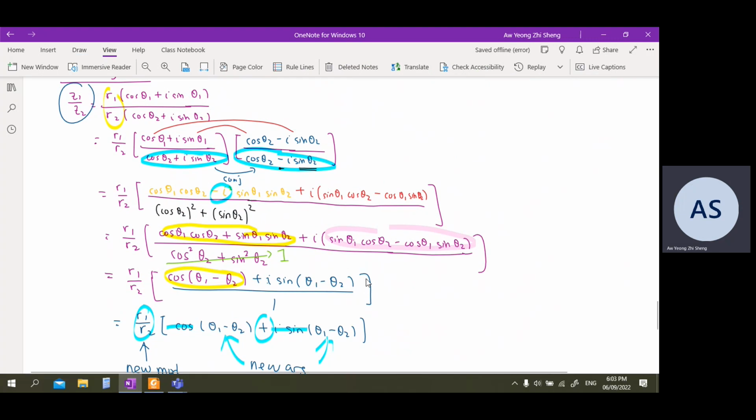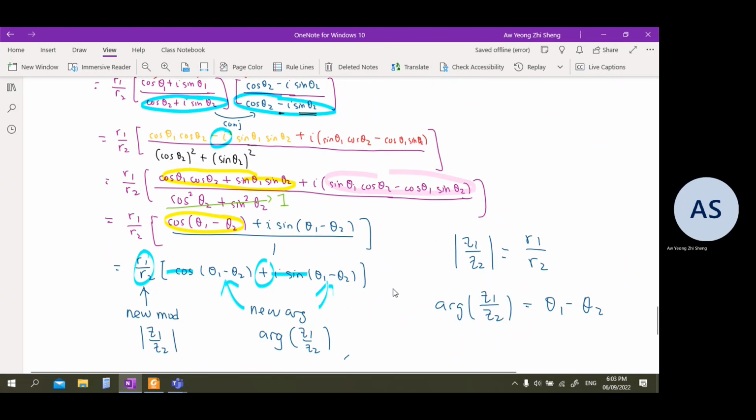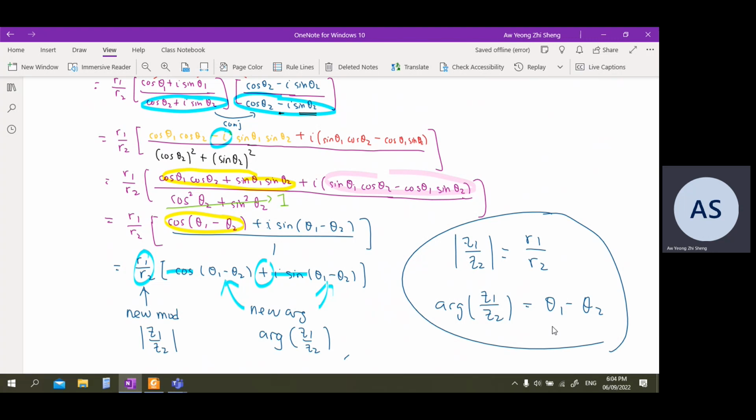So as the summary, what we realize from here is that when we divide two complex numbers, we just need to divide their modulus. If you want to find the modulus of Z1 over Z2, you just take R1 over R2, where R1 is the modulus of Z1, R2 is the modulus of Z2. If you want to find the argument of Z1 over Z2, we just need to subtract their individual arguments. So it just becomes theta 1 minus theta 2. And of course, these results, which I'm circling on the right of your screen, are consistent with the properties of modulus and argument we learned in page 15.